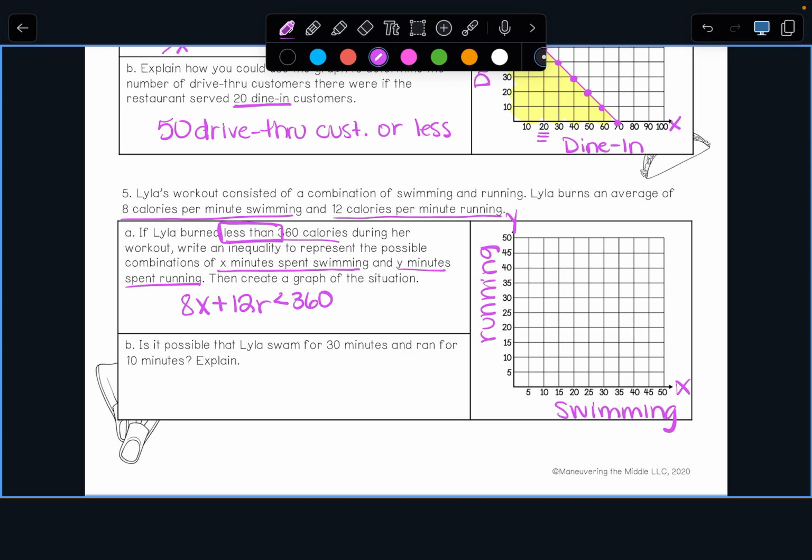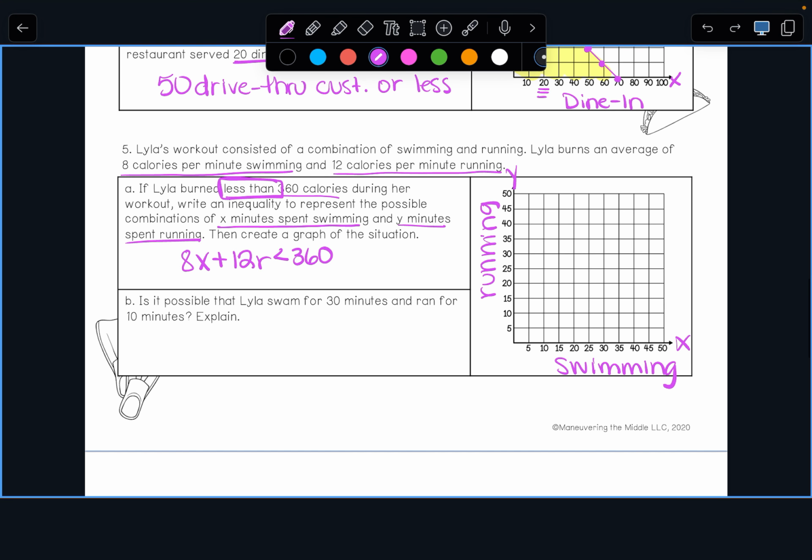It also says then create the graph. Can I create the graph with the way my inequality is written? No, you have to solve it. You have to solve it. So this right here is not enough space for me to solve. I'm going to solve down here.